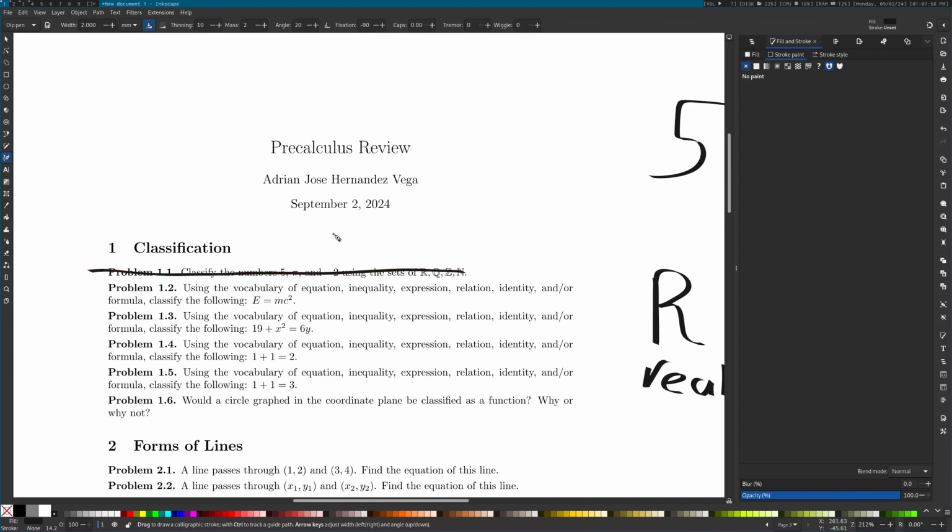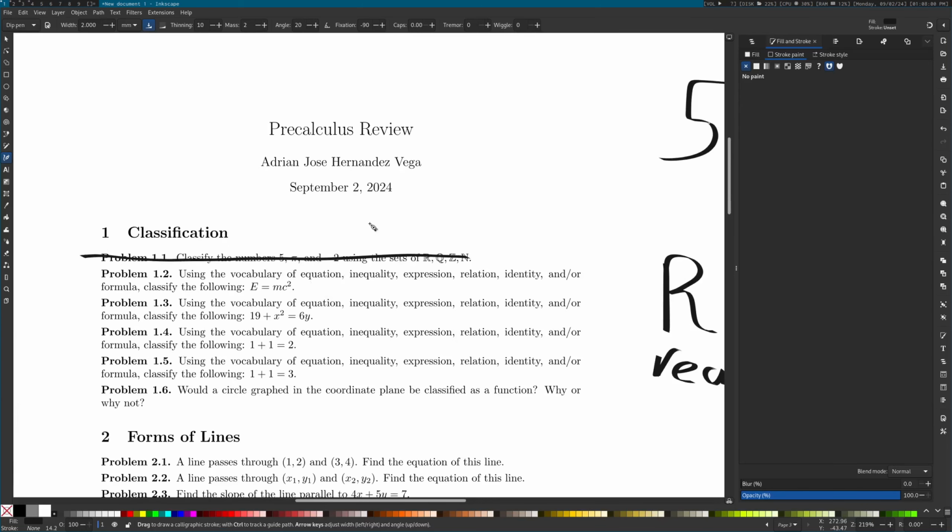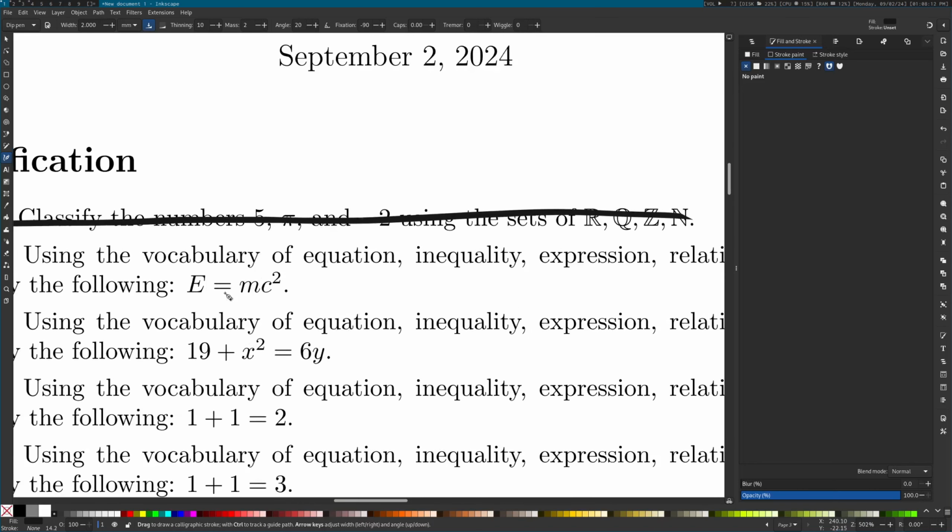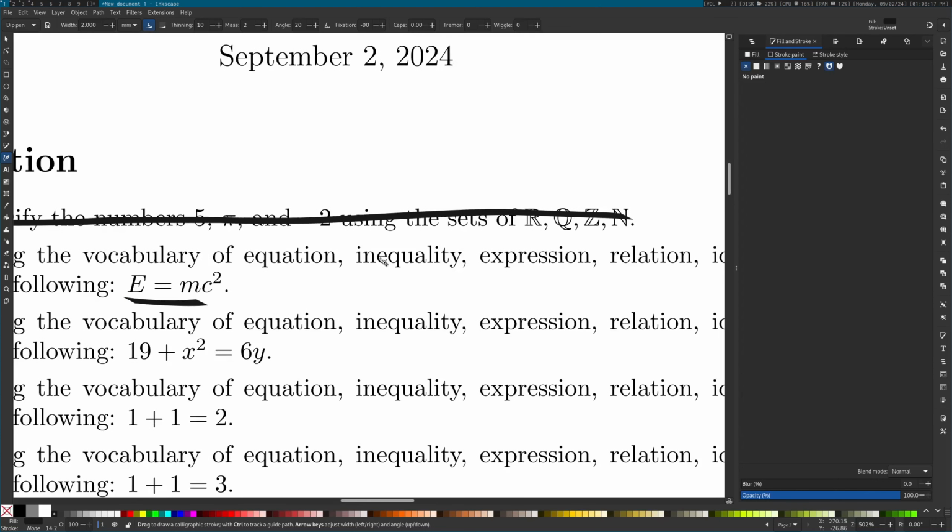Okay. Using the vocabulary of equation, inequality, expression, relation, identity, and formula, classify the following: E equals mc squared. We're just going to go through them one by one. Is this an equation? Yeah, there's an equal sign, so we can leave that there. Is it an inequality? No. Okay, and you can immediately cross it off if it is an equation. Now expression. Is there no equal sign? Okay, it's not an expression.